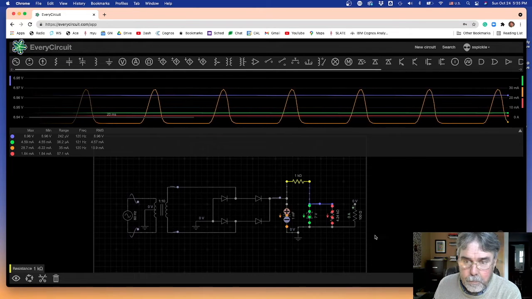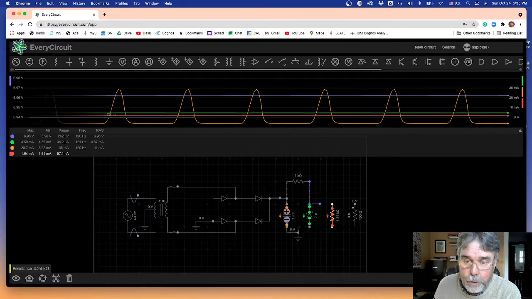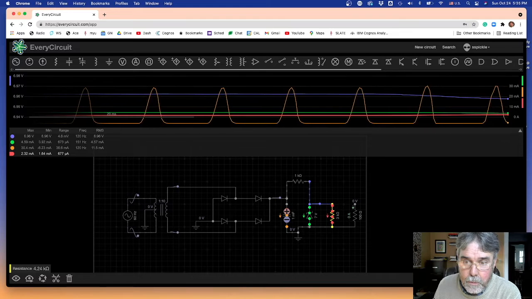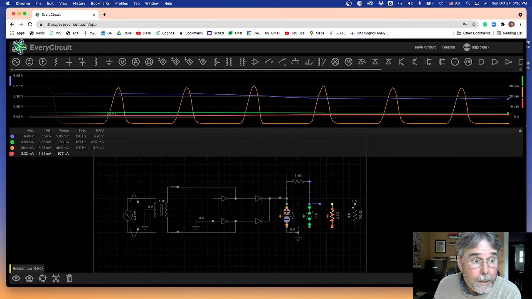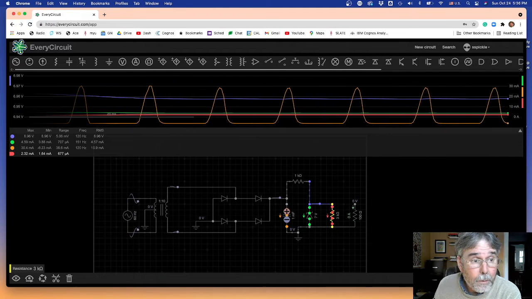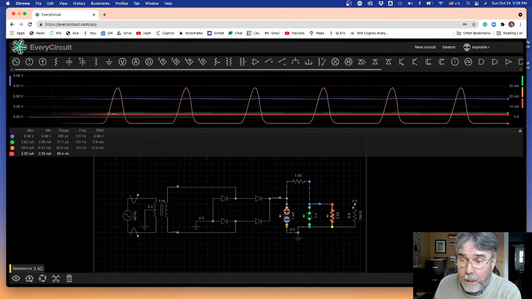Let's go ahead and drop this a little bit more, and I'll show you where the problem happens. I'm going to drop this resistance. How am I doing? I've got 2 milliamps now through the load. I've still got about 3 or 4 milliamps through the Zener.